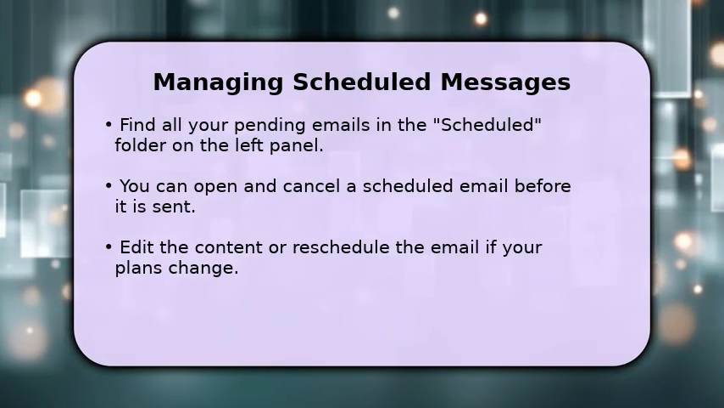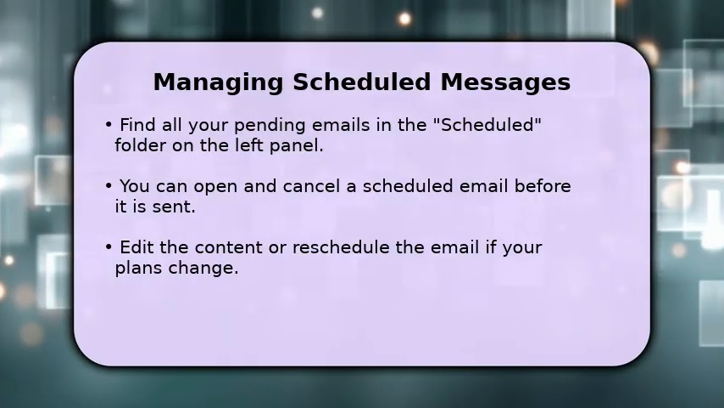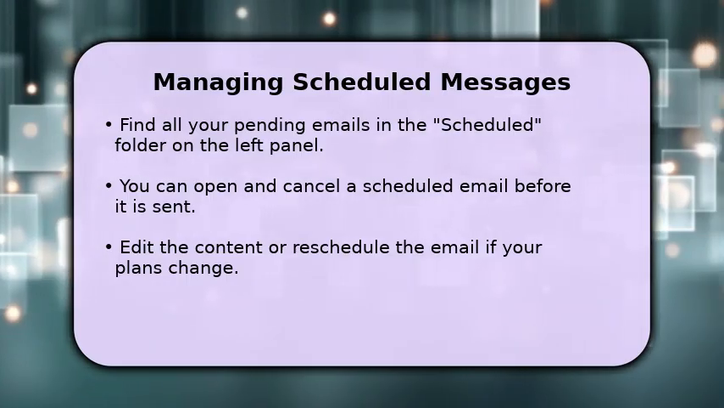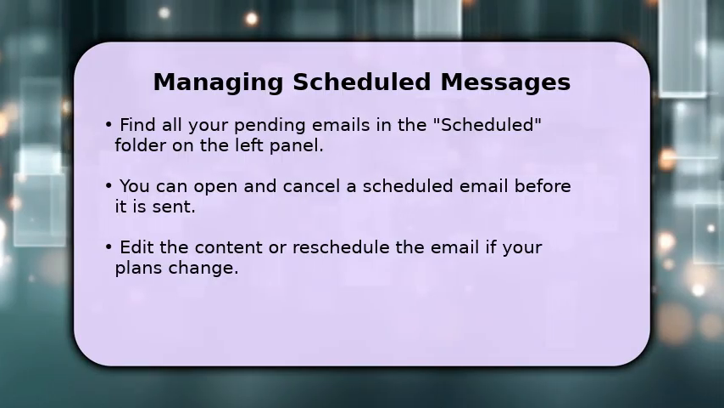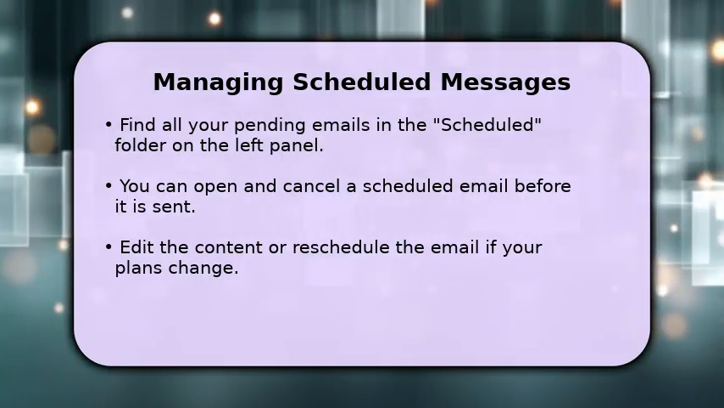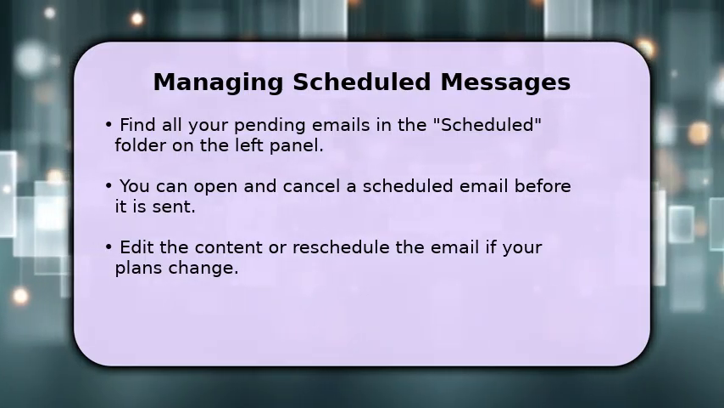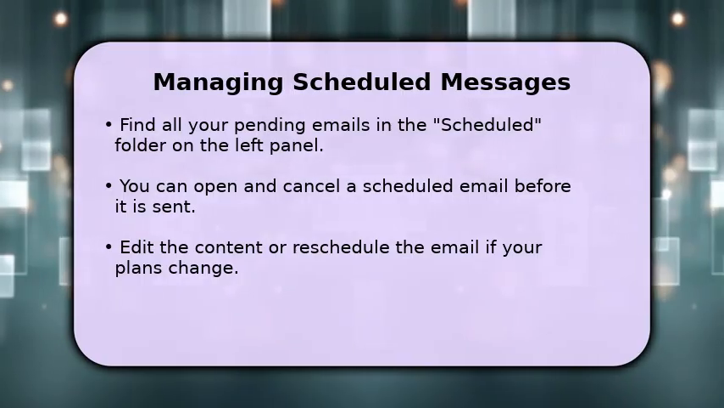Once an email is scheduled, it doesn't just disappear. You can easily find all your pending messages in the Scheduled folder, located in the left-hand navigation panel of your Gmail interface. From there, you have full control. You can open any scheduled email, cancel its send, or even make edits to the content or change the scheduled time before it goes out. It's very flexible.